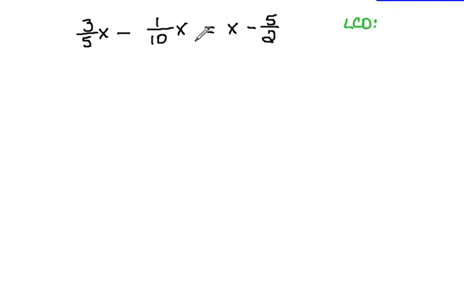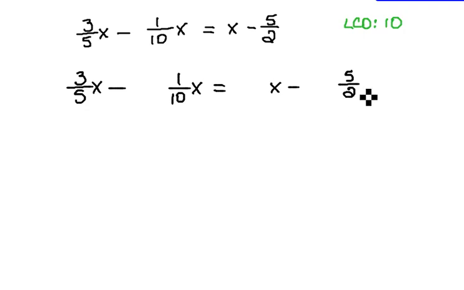So in this case, just looking at the problem we have right here, our common denominator for this problem would be a 10. So what I'm going to do is multiply every single term by that 10. Now I'm going to go ahead and rewrite this out so that you can see what's going on, and I'm going to leave some space in between each one of the terms so that I can put the 10 in there. So you'll see what I'm doing here in just a second.